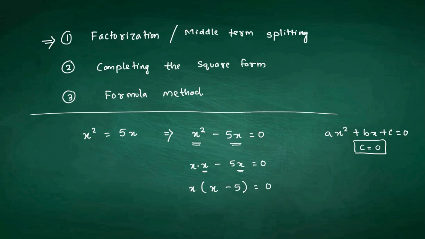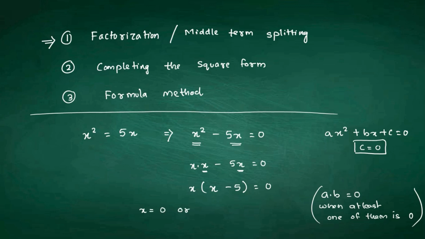Now you can use the null factor law that states that a into b will be equal to 0 when at least one of them is 0. So this is the statement of null factor law. So you can state that either x equals 0 or x equals 5. So we say these are the two roots or the solution to this quadratic equation.